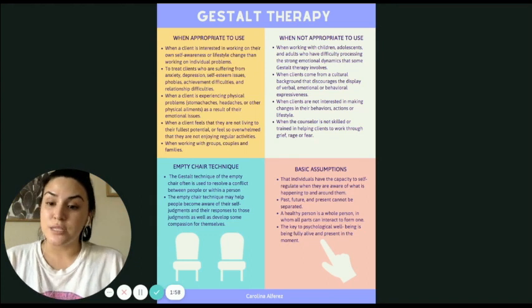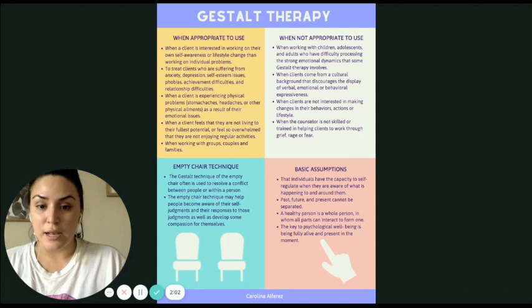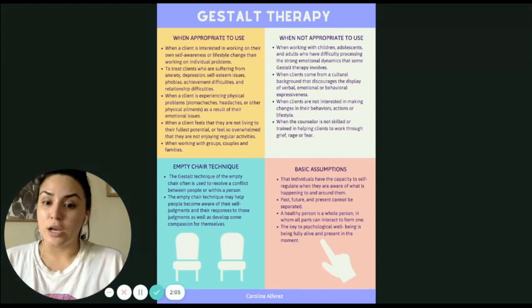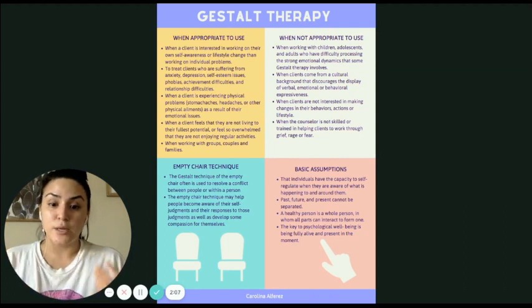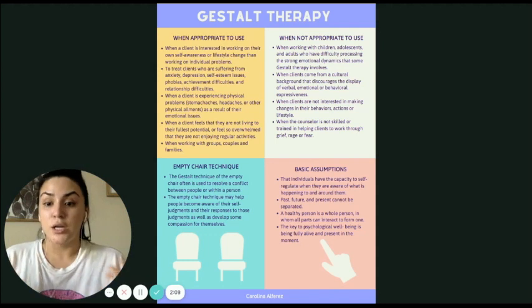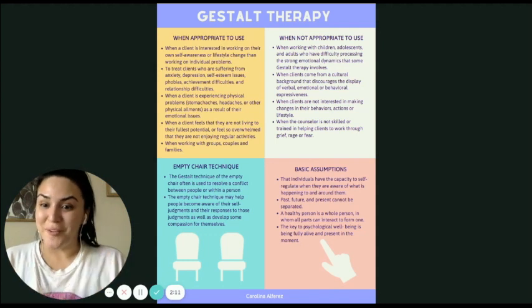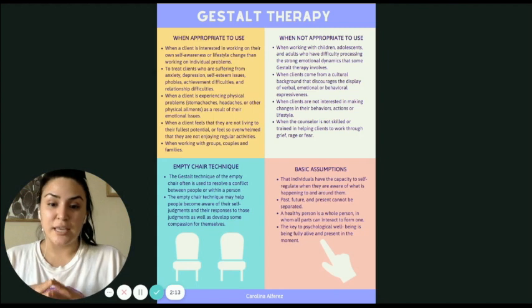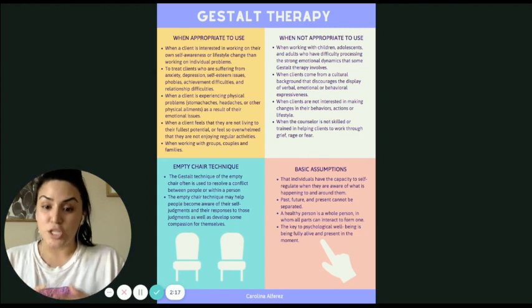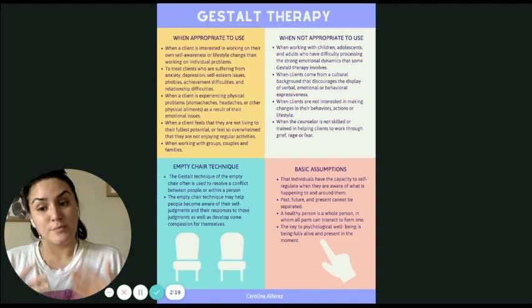So what we're going to use is what's called the empty chair technique. This is a Gestalt technique in which the empty chair is often used to resolve a conflict between a person or two people or different people. The empty chair technique may help people become aware of their self-judgments and their responses to those judgments, as well as develop some compassion for themselves.